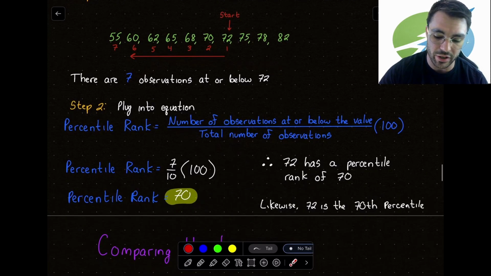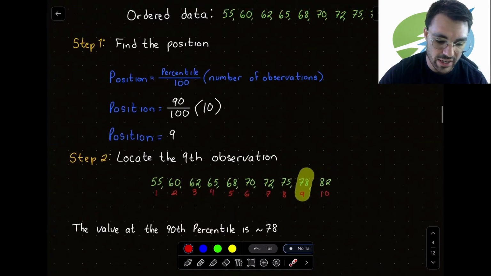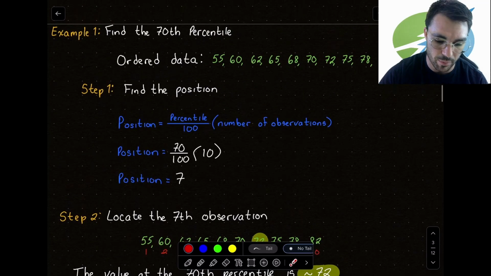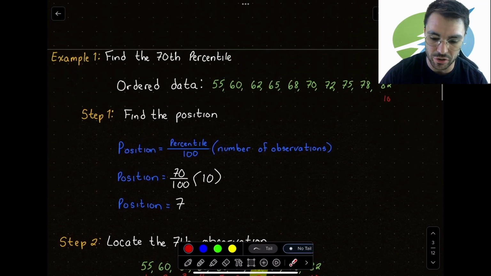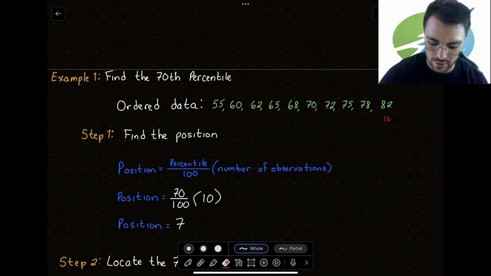And then step 2, we plug it into our equation here. I rewrote the equation. There are 7 observations at or below 72, so 7 goes into our numerator. There are 10 observations in total. We divide by 10, multiply by 100, and our percentile rank is 70. So 72 is the 70th percentile, which we should have seen from our first example up here. Yep, 70th percentile, 72. That's just the inverse way of doing it.